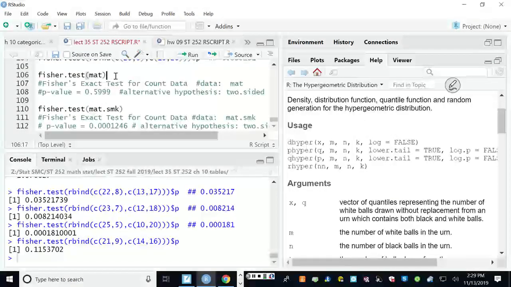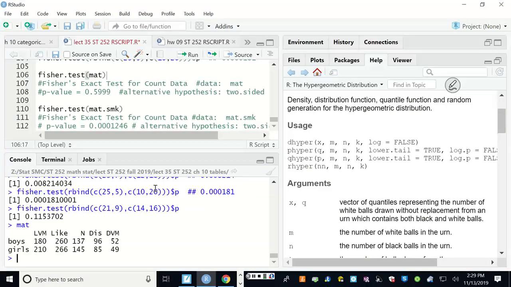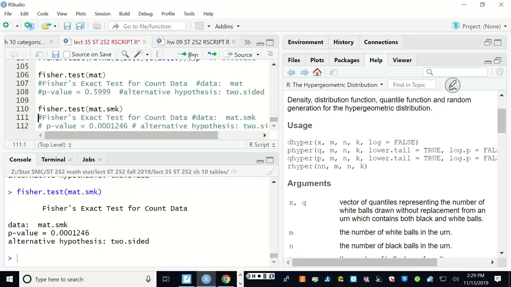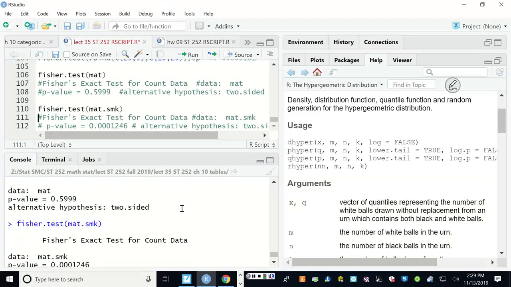You can apply Fisher's exact test to bigger tables. Sometimes it takes a little while to do the computing, because really big tables with big numbers have a lot of different tables to evaluate. This matrix was our data on the boys and girls. The Fisher exact test here gives a p-value of 0.599. It's not significantly different from independence. The smoking data gives a very small p-value, just like the chi-square test. It's not so surprising that these are similar to the chi-square test, because these are pretty big counts in those tables, and they're consistent with that.